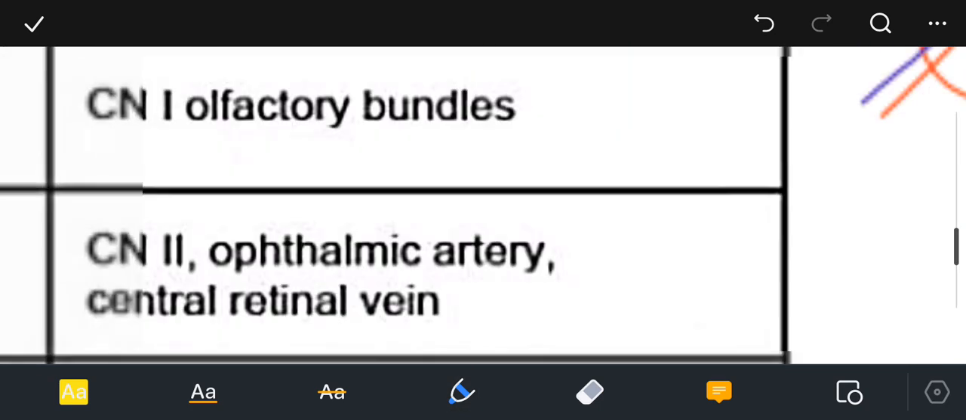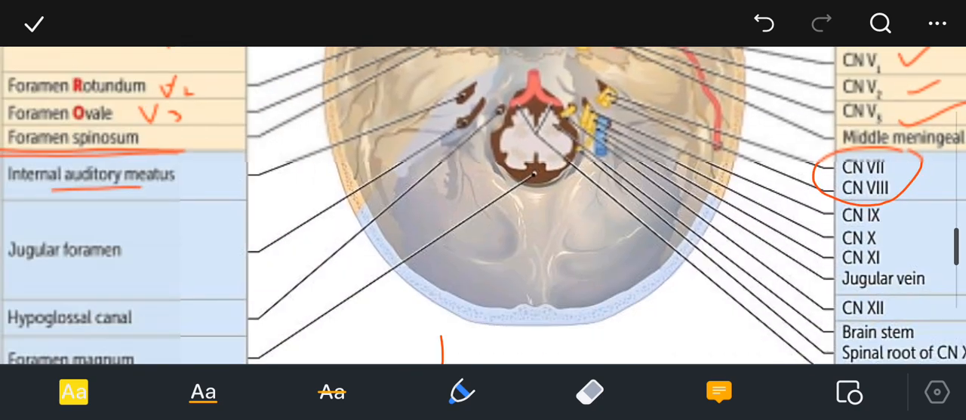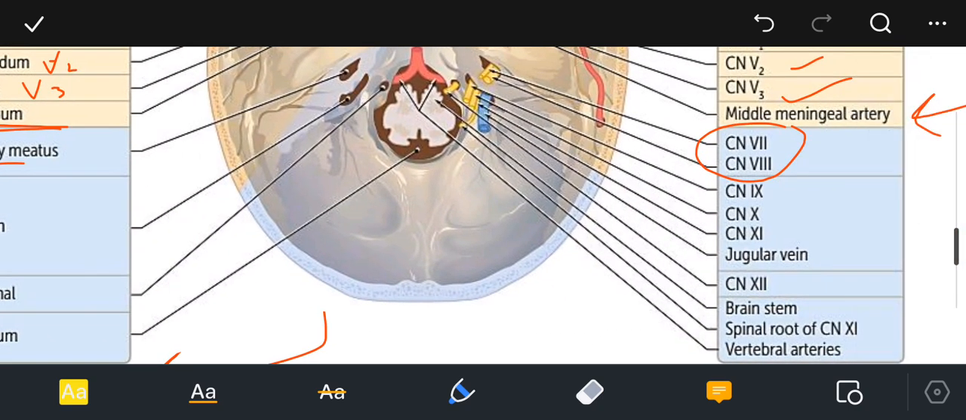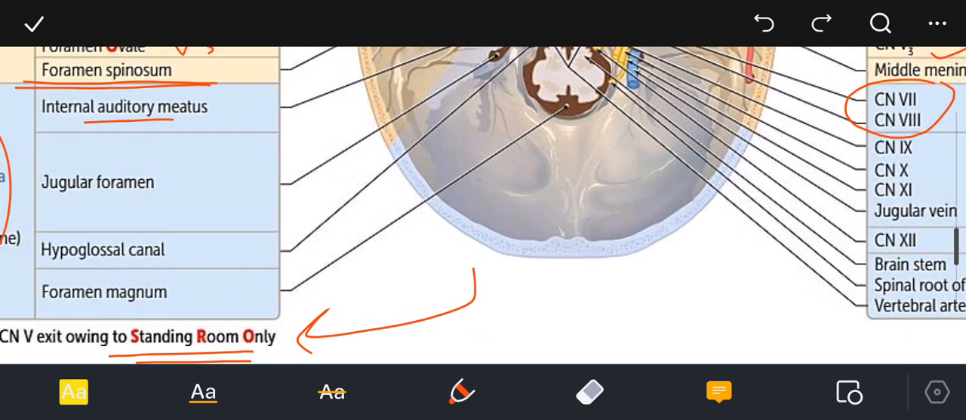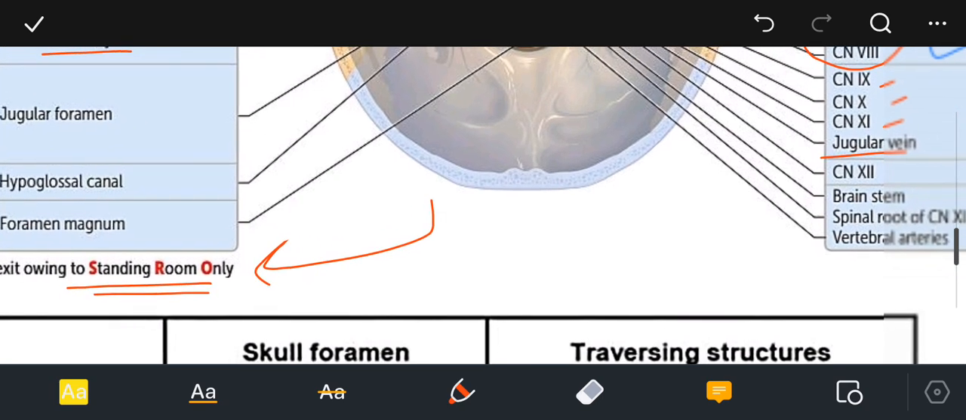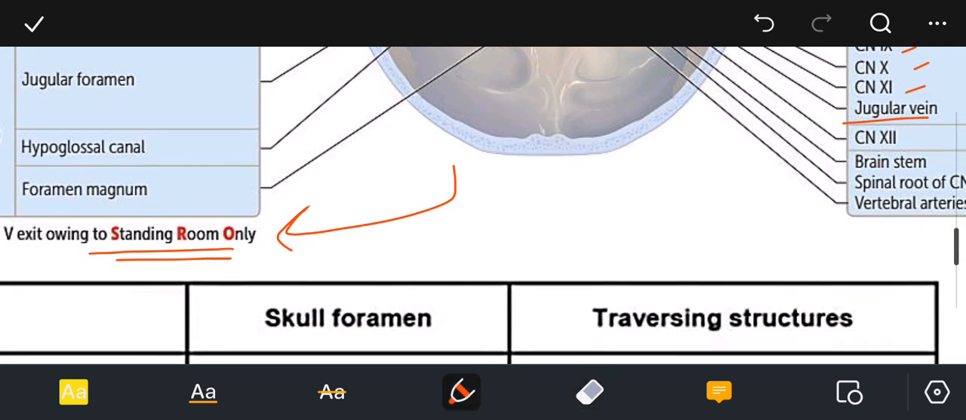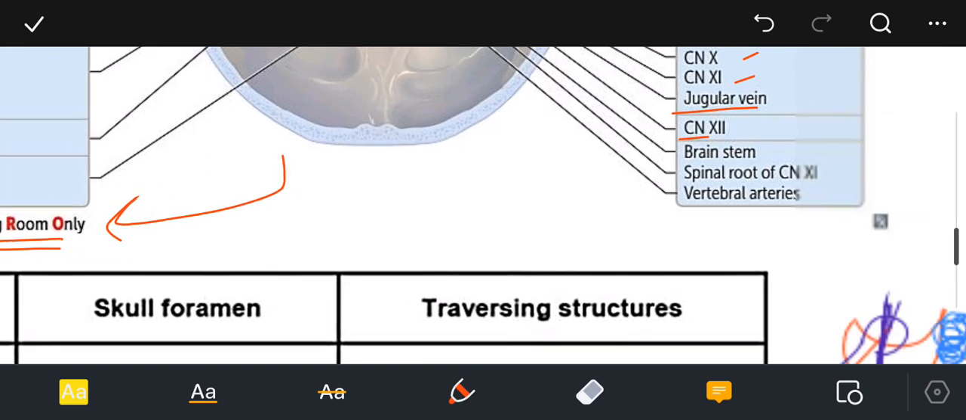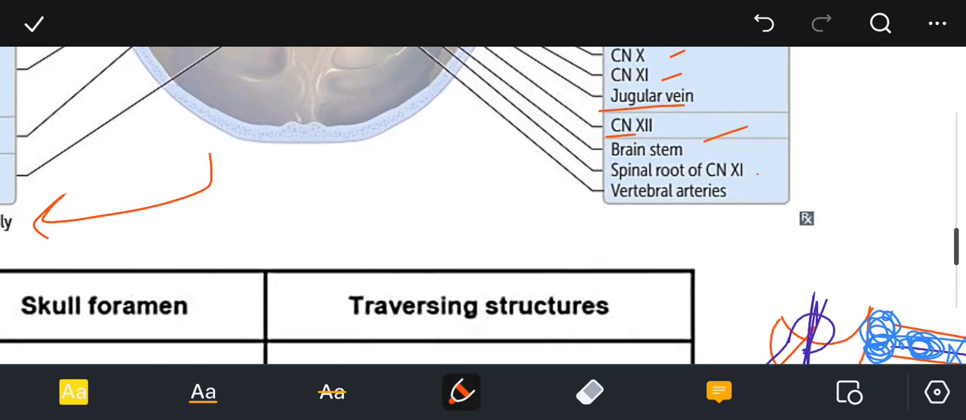The next thing is, yes, so in the internal auditory meatus, we have the cranial nerve 7 and 8 which are moving together. The next point is about the jugular foramen. So jugular foramen contains cranial nerve 9, 10, 11 along with the jugular vein. The hypoglossal canal contains hypoglossal nerve, that is cranial nerve 12, and the foramen magnum that contains the brain stem, the spinal root of cranial nerve 11 and the vertebral arteries.